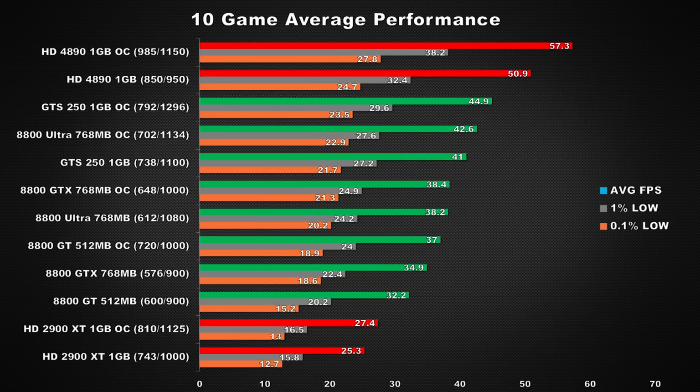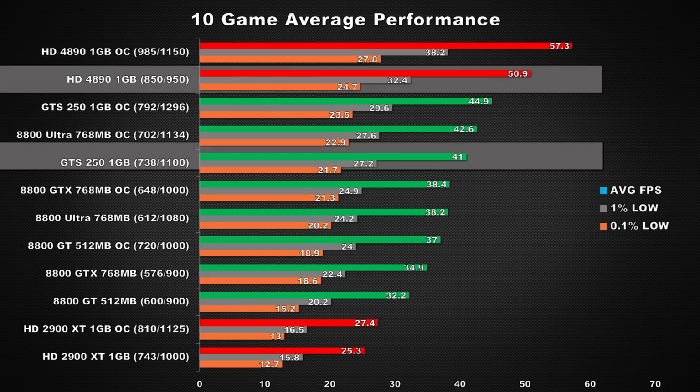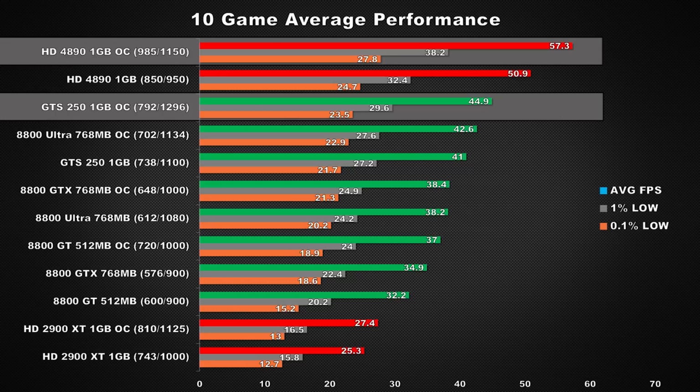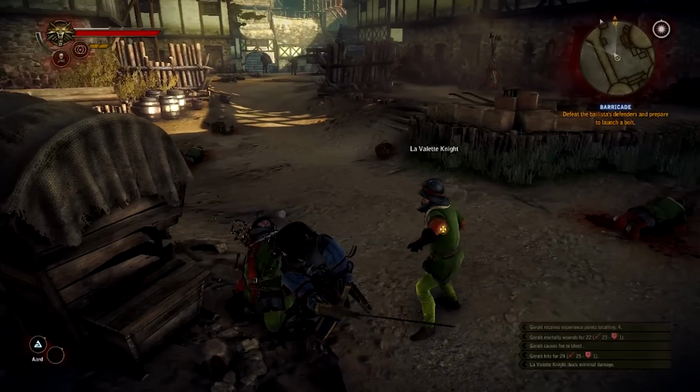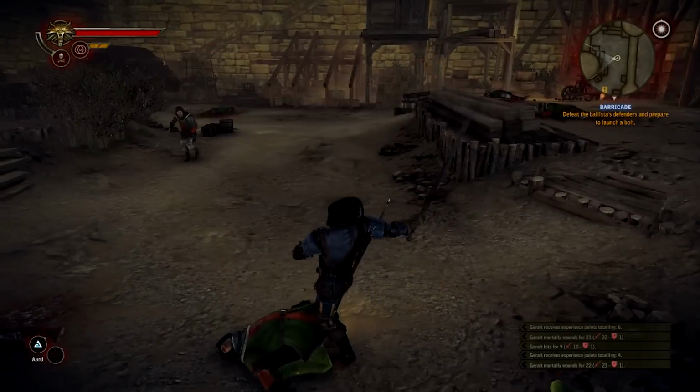Alright, so we just tested 10 games, and now it's time to take a look at the 10-game average. And here we can see the GTS 250 is 24% slower than the stock 4890. Now, when we compare overclock results, the 4890 maintains its lead by 27%. Now, these two cards sit at the top of the charts for now, but we will be adding the 4870X2, the 9800 GX2, and the GTX 280, 260, and other cards as well, so keep an eye out for that in the future.